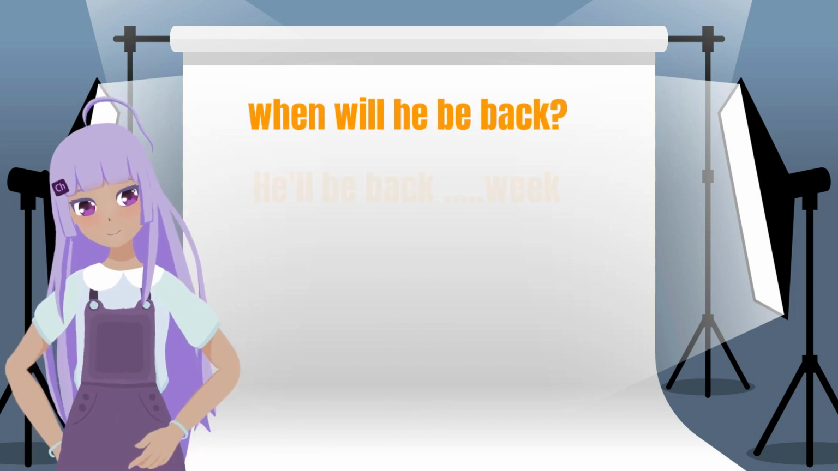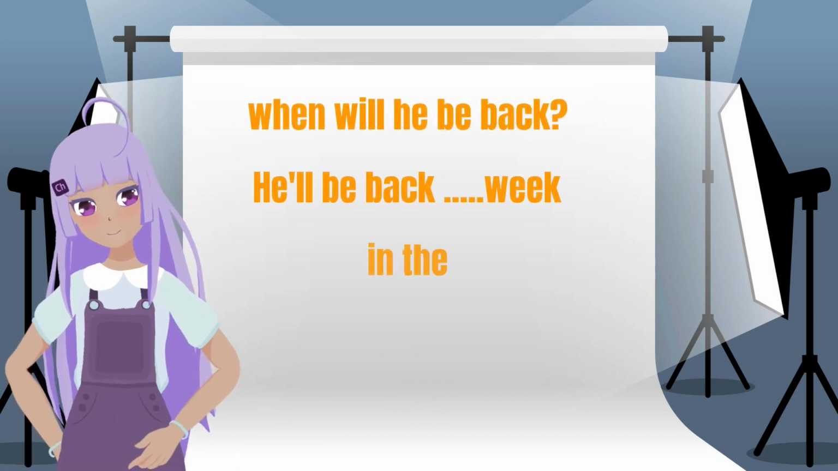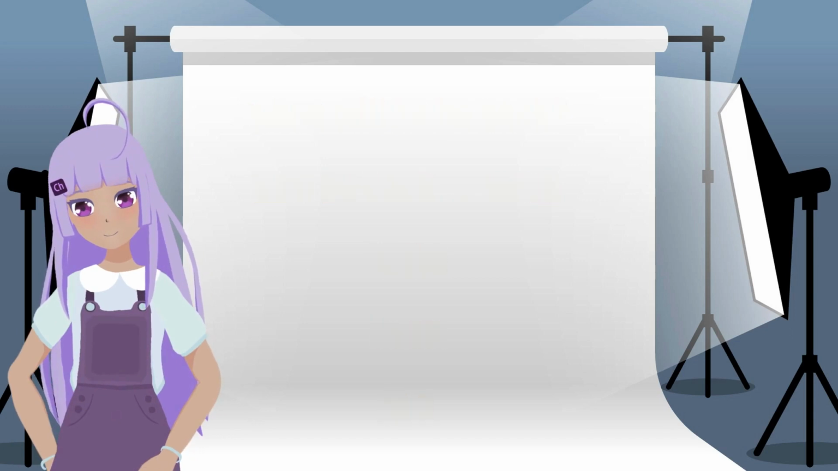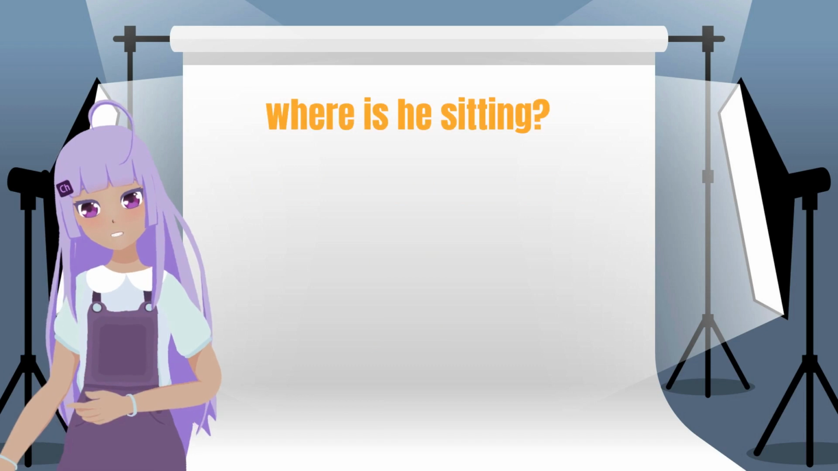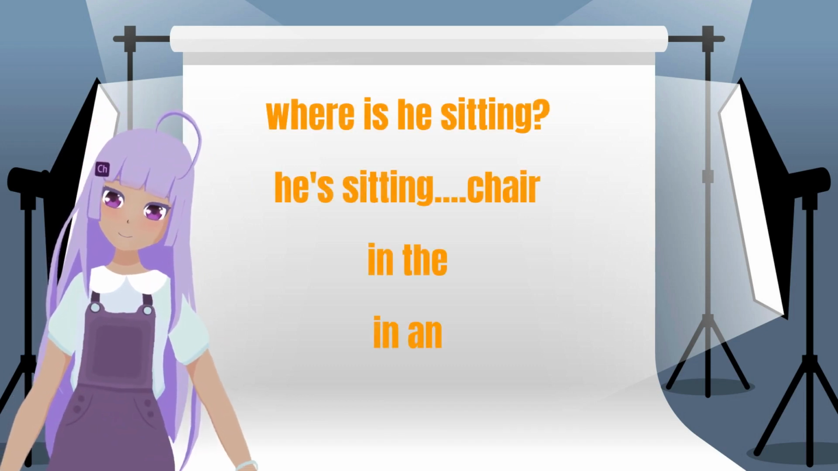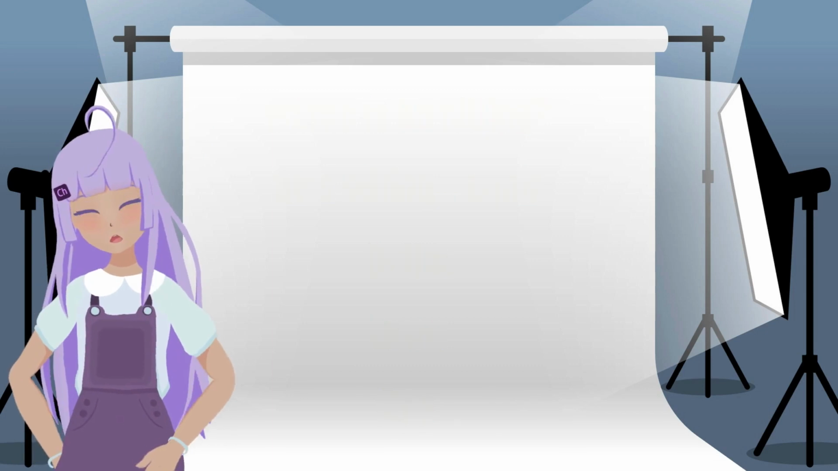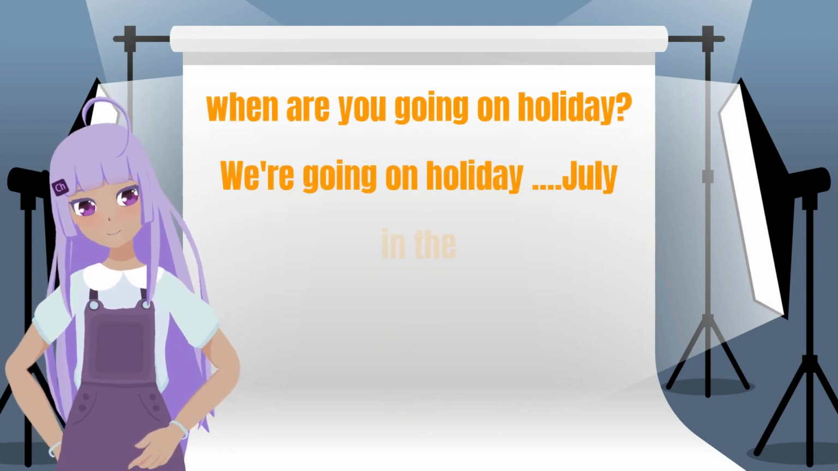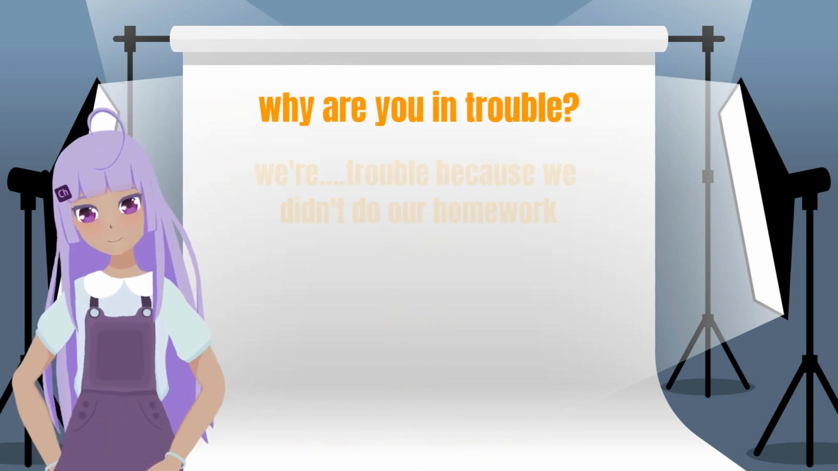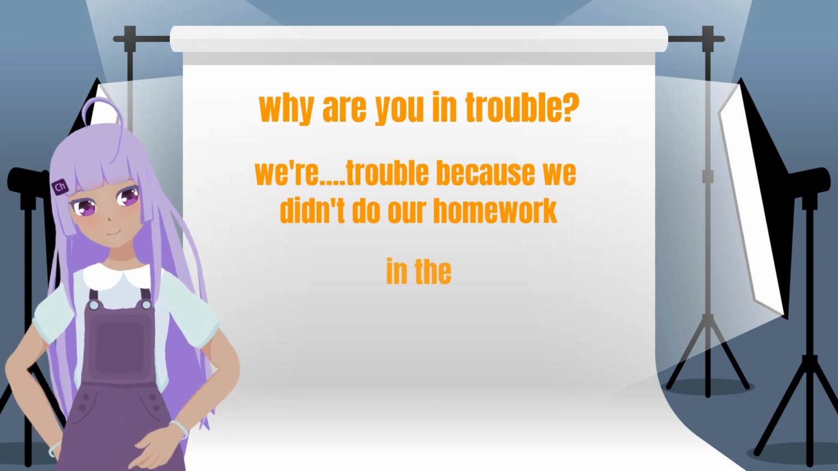When will he be back? He'll be back in a week. Where is he sitting? He's sitting in a chair. When are you going on holiday? We're going on holiday in July. Why are you in trouble? We're in trouble because we didn't do our homework.